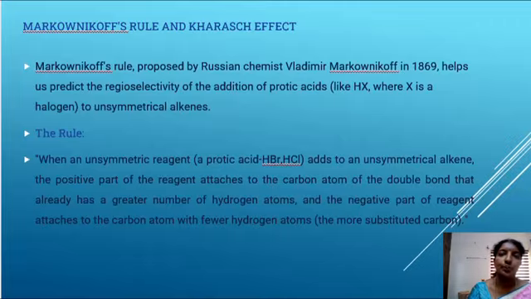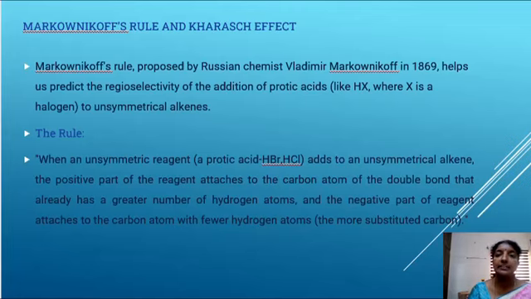What is Markownikoff's rule? This rule was proposed by the Russian chemist Vladimir Markownikoff in the year 1869, and it helps us to predict the regioselectivity of the addition of protic acids to unsymmetrical alkenes. These protic acids can be represented as HX, where X represents any halogen, it may be chlorine or bromine.